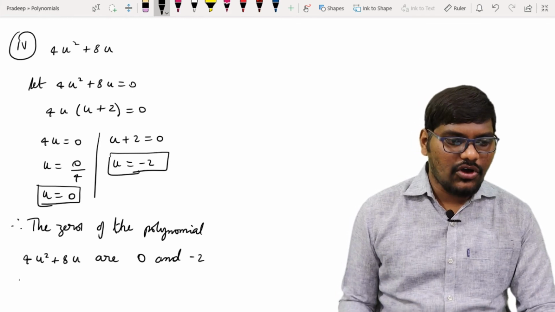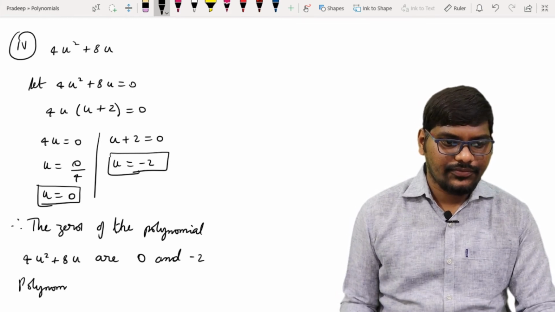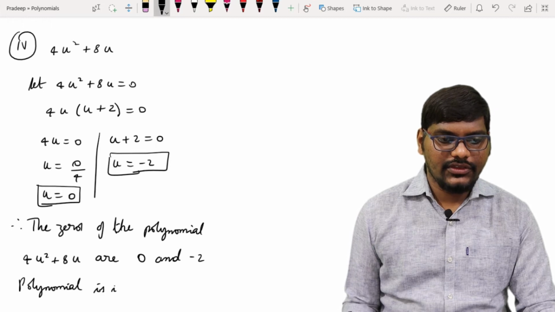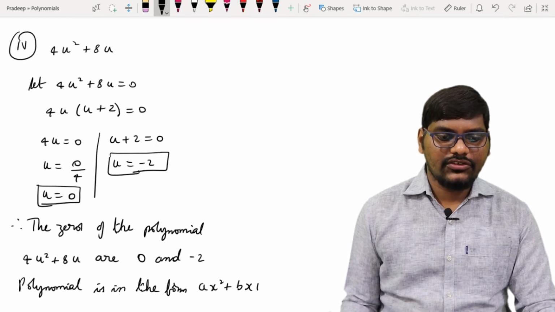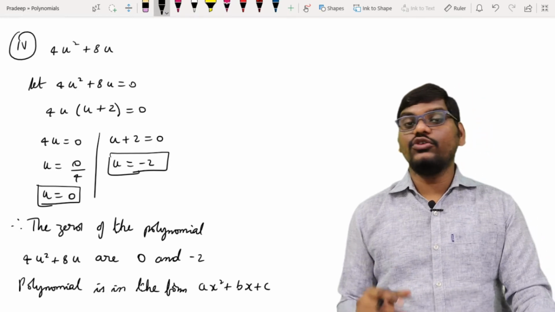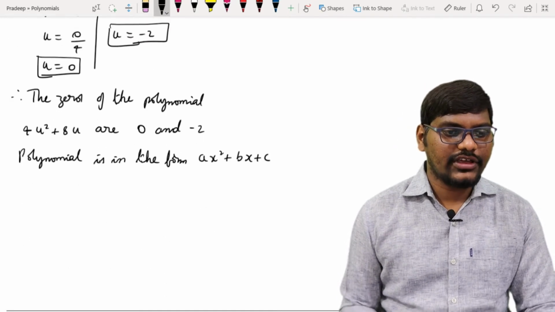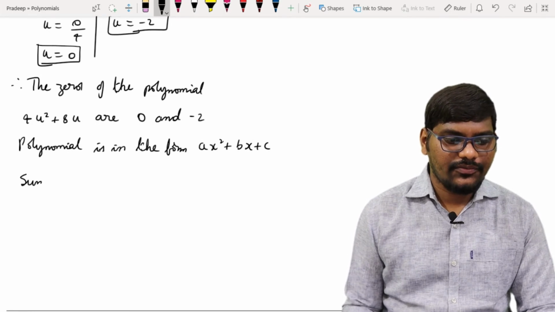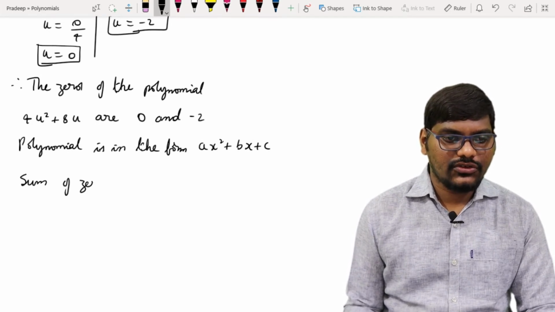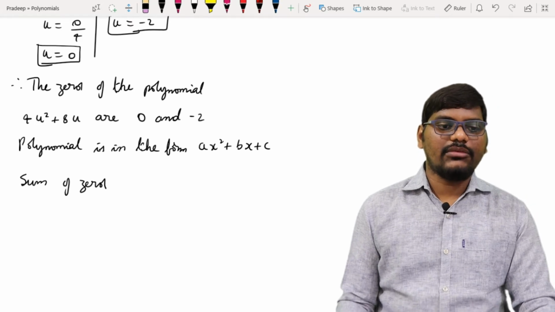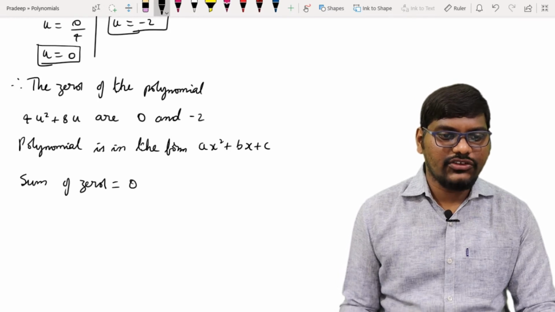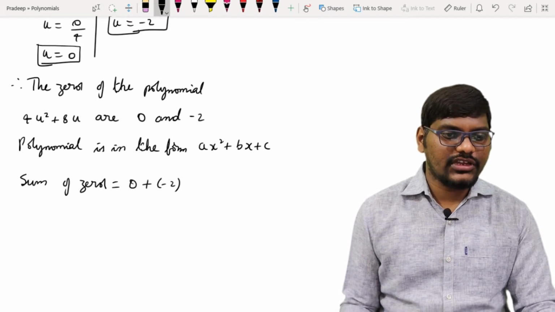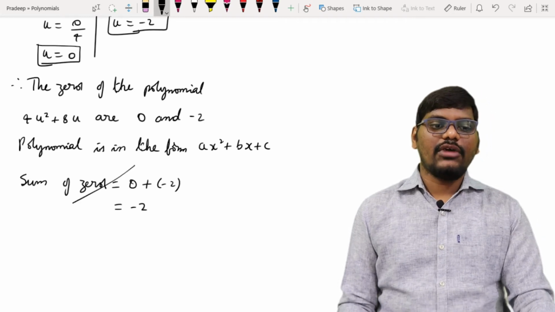So we'll write here polynomial is in the form of ax square plus bx plus c. Okay, so now we'll do the sum of the zeros of the polynomial. So I can write here sum of zeros. What are the sum of zeros? The zeros we got, u equal to 0 and u equal to minus 2. I can write 0 plus minus 2, which is nothing but minus 2 is the sum of zeros.